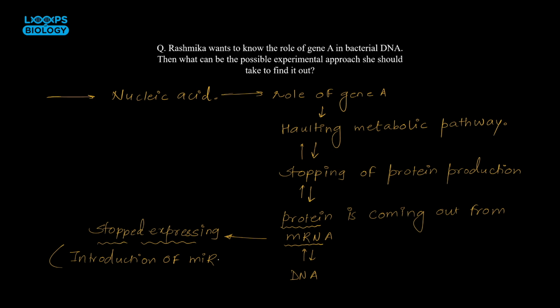And this stopping is basically carried out by introducing microRNA to completely remove that particular gene, or there can be small interfering RNA, that is miRNA or siRNA, that will silence that particular gene. That means the protein production will stop, but for a while.